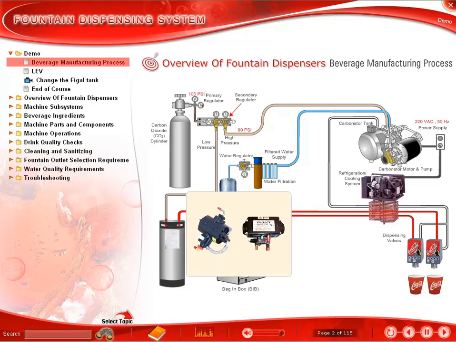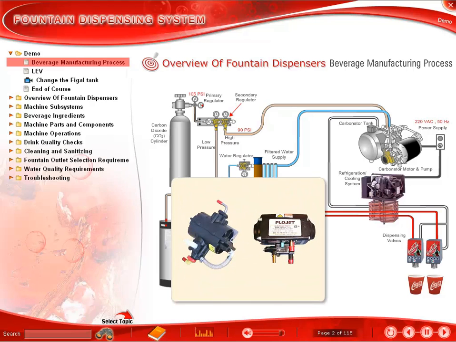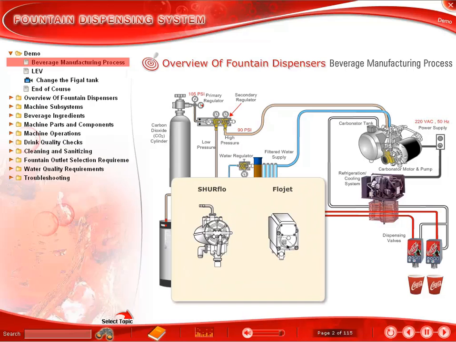The Coca-Cola company uses pumps from 2 suppliers, Sureflow and Flowjet. Both the Sureflow and the Flowjet pumps have 3 connection ports. They are as follows: CO2 in to operate the pump, syrup in pulled in from the bag-in box, syrup out pumped out to the dispenser.